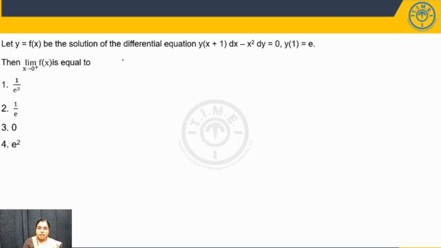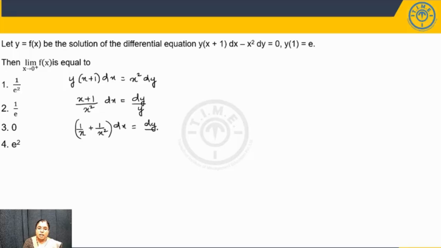So let's just rearrange this. So we have y(x plus 1) dx equal to x square dy. Looking at this, it's clear that this is a variable separable equation. So let's take all the x terms to the left hand side and all the y terms to the right hand side. So what do we get? (x plus 1) by x square dx equal to dy by y. That is, (1 by x plus 1 by x square) dx equal to dy by y.